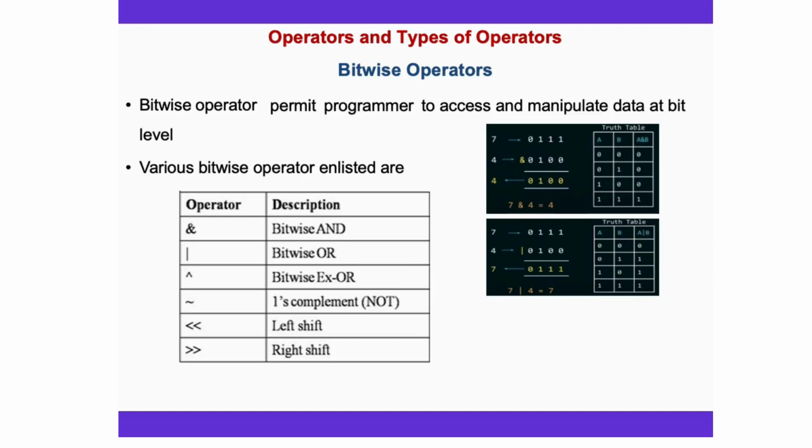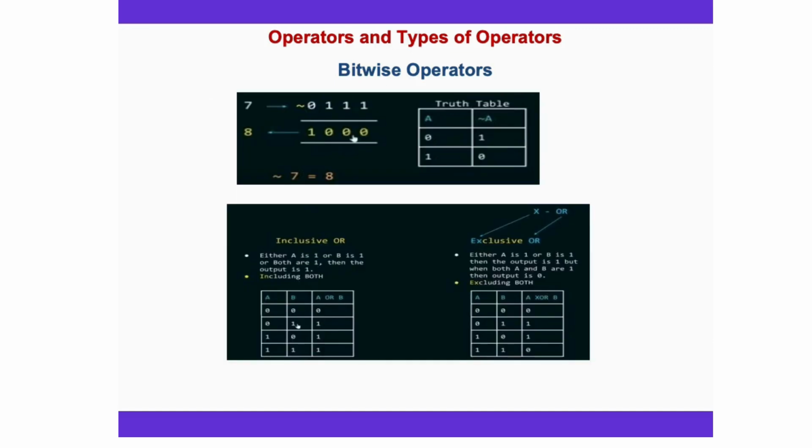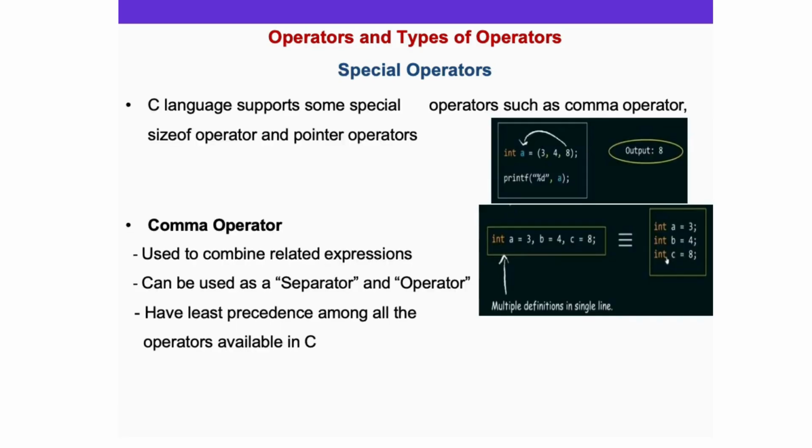Here we are showing some examples. And here the tilde operator is the one's complement. If the input is 0, then it produces output 1. If the input is 1, then our output is 0. Here inclusive OR and then exclusive OR. Inclusive OR: either A is 1 or B is 1 or both are 1, then the output is 1. In contrast, exclusive OR: either A is 1 or B is 1, then the output is 1. But when both A and B are 1, then the output is 0. The truth table is given here.